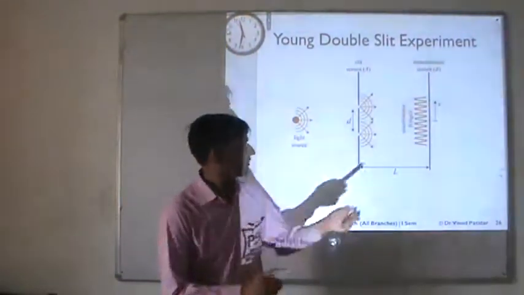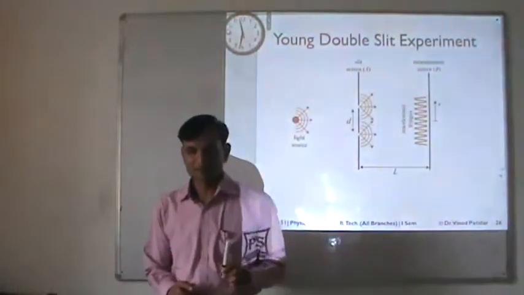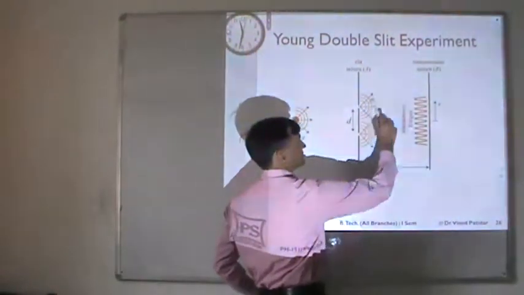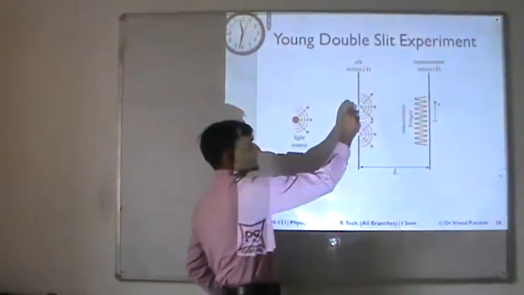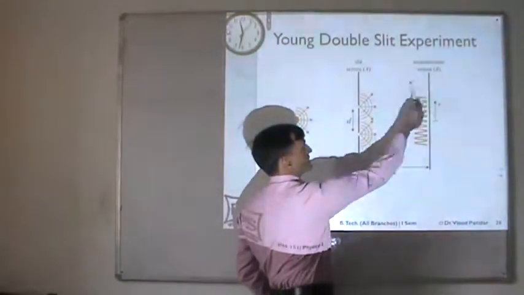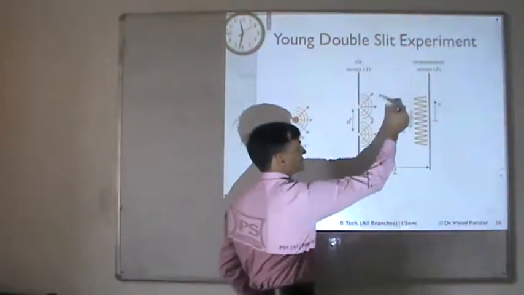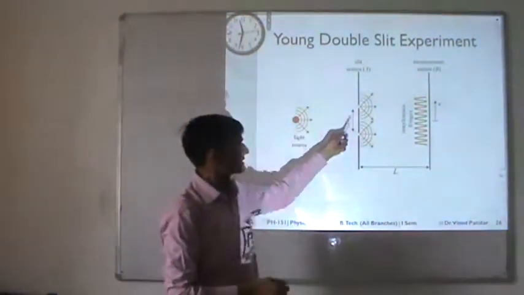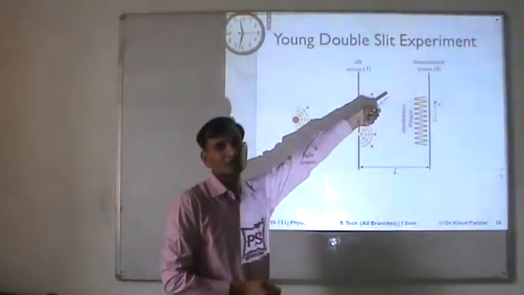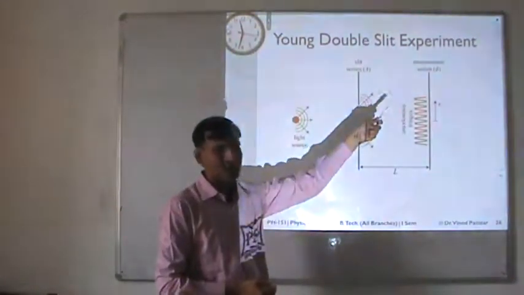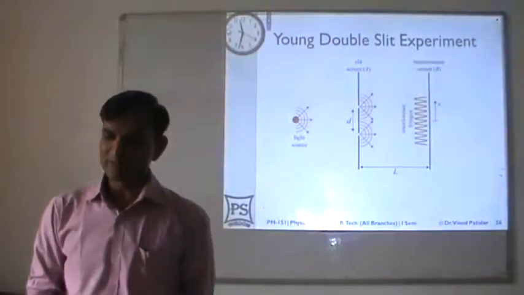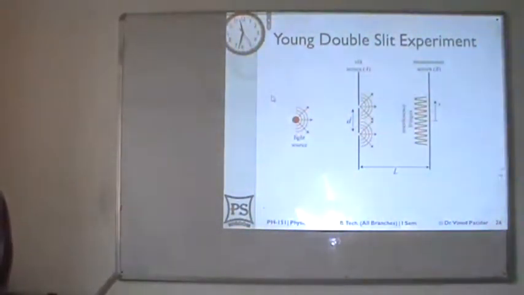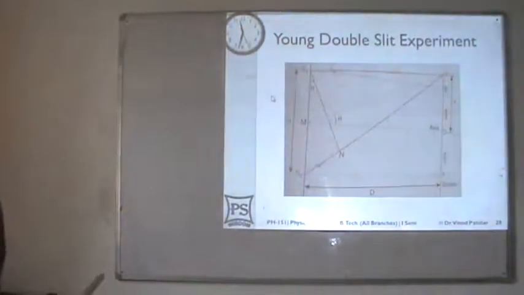Okay, so what we'll do is consider a point on the screen and calculate the path difference between the two waves traveling from the sources S1 and S2 and reaching a common point on the screen. We will calculate the path difference and then see which condition is satisfied there, whether it is maxima or minima.